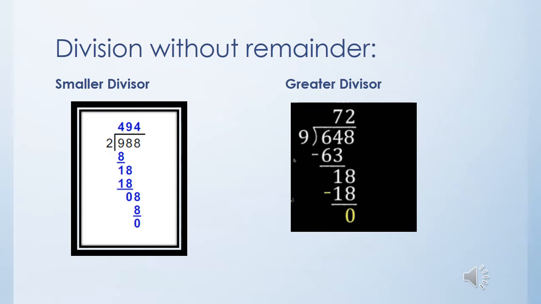Now move towards the second example, that has a greater divisor. 648 is divided by 9. So 6 is smaller and 9 is greater. You cannot divide it. So consider 64 first. Now read the table of 9, which comes exactly 64 or less than 64. So 9 multiplied by 7, answer is 63. So 64 minus 63 is 1.